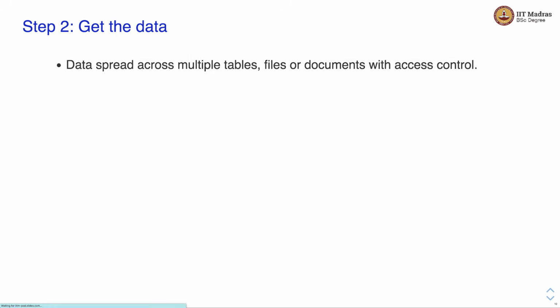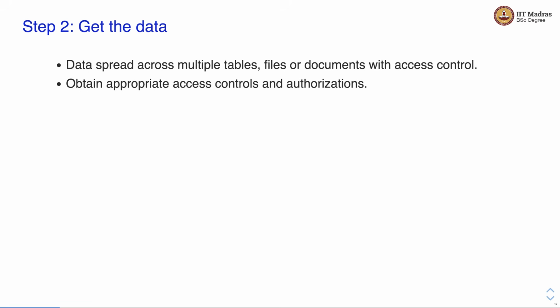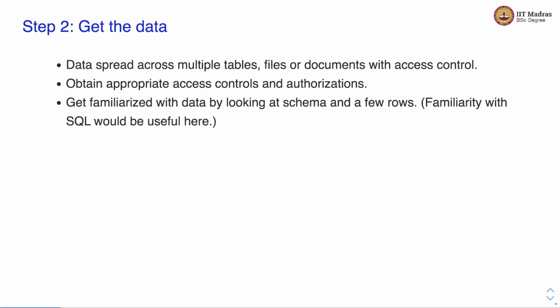The second step of the process is to get the data. The data is usually spread across multiple tables, files, or documents with access control. We need to obtain appropriate access controls and authorizations to access this data. Then we generally get familiarized with the data by looking at the schema and a few rows. In this step, familiarity with SQL would be very useful.